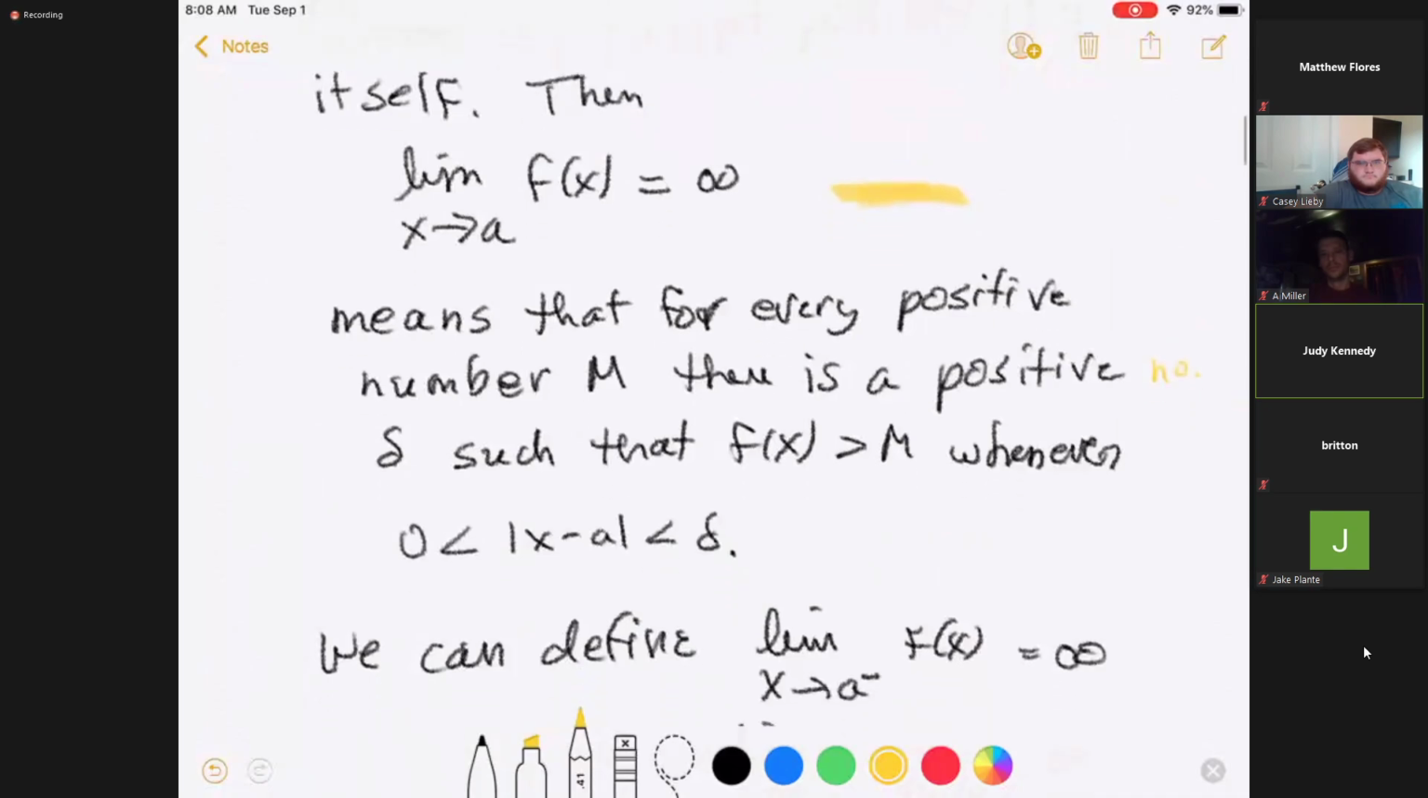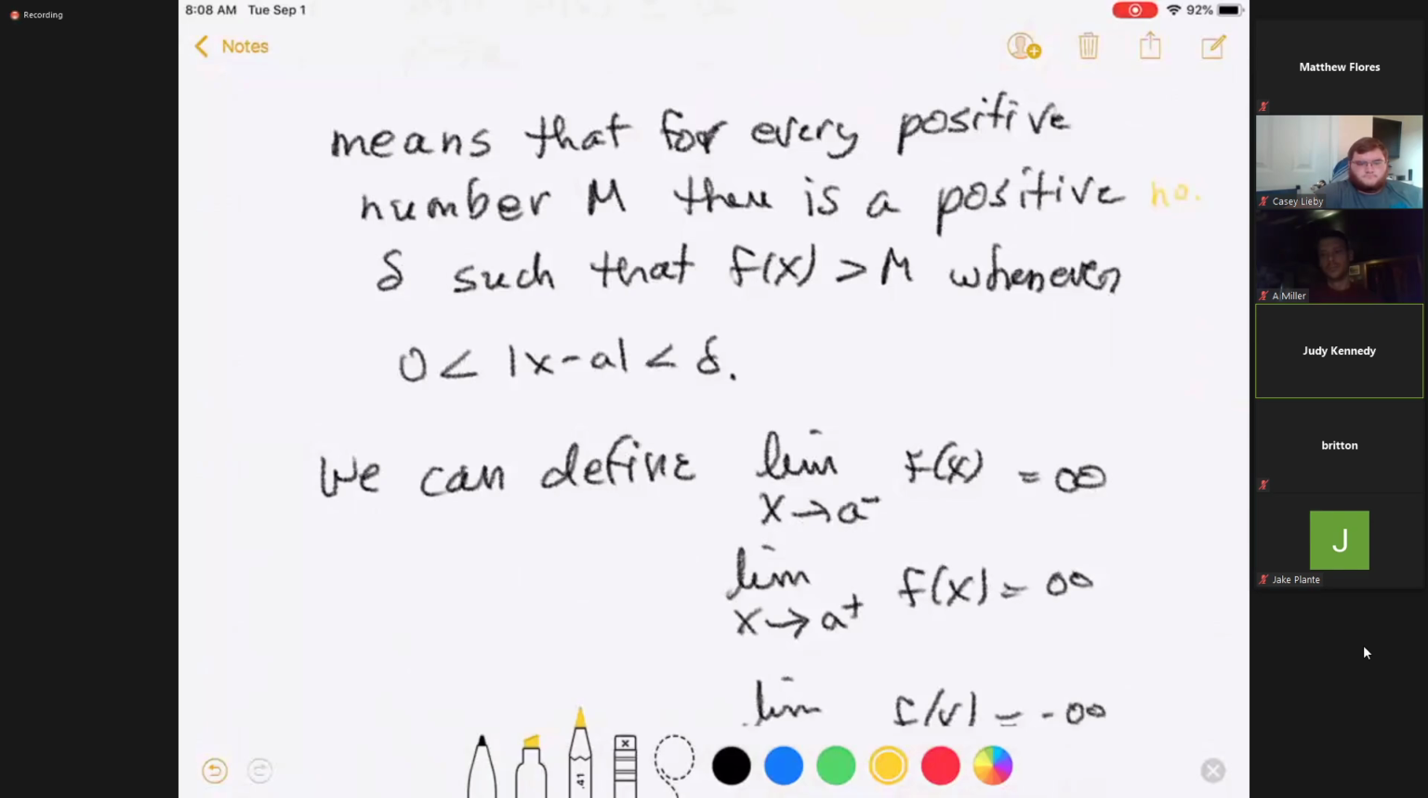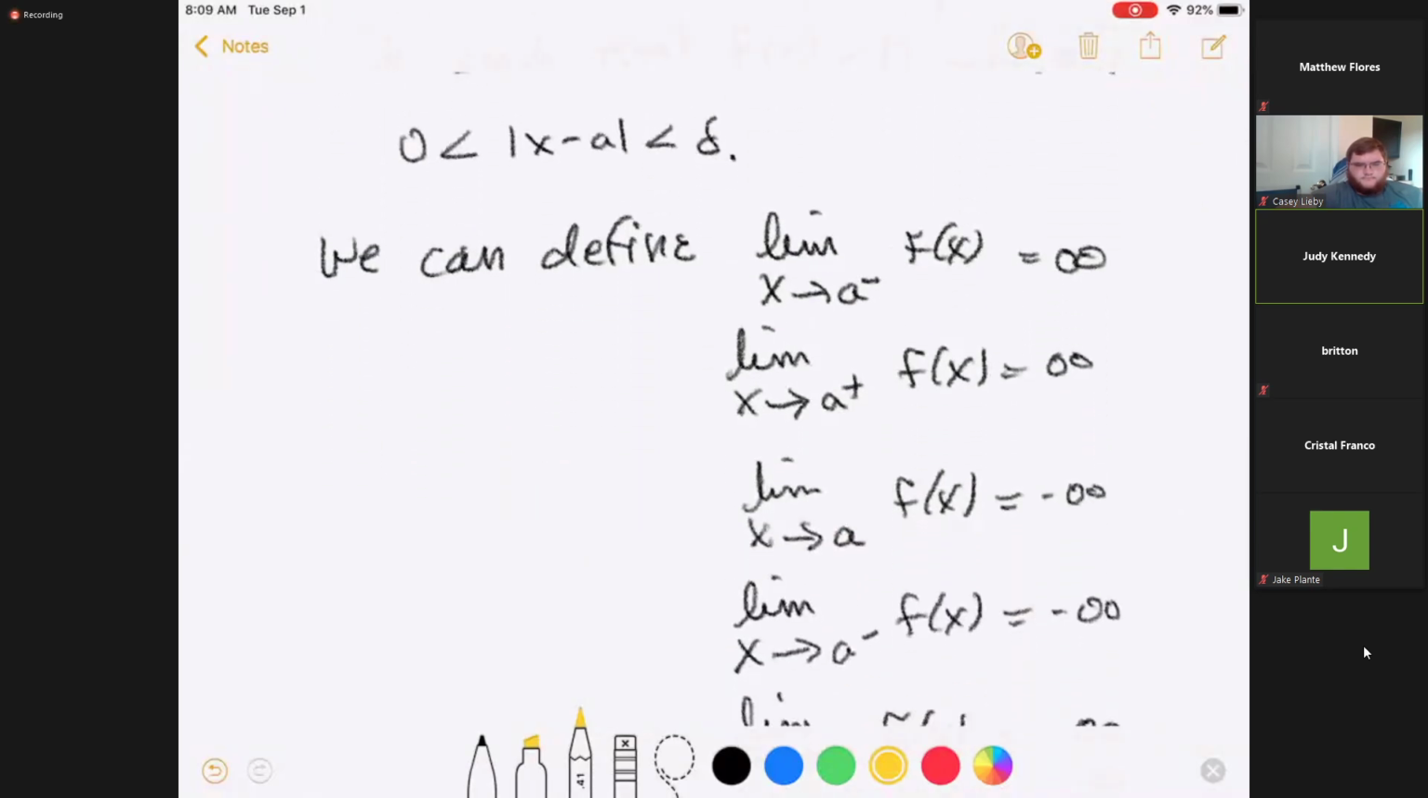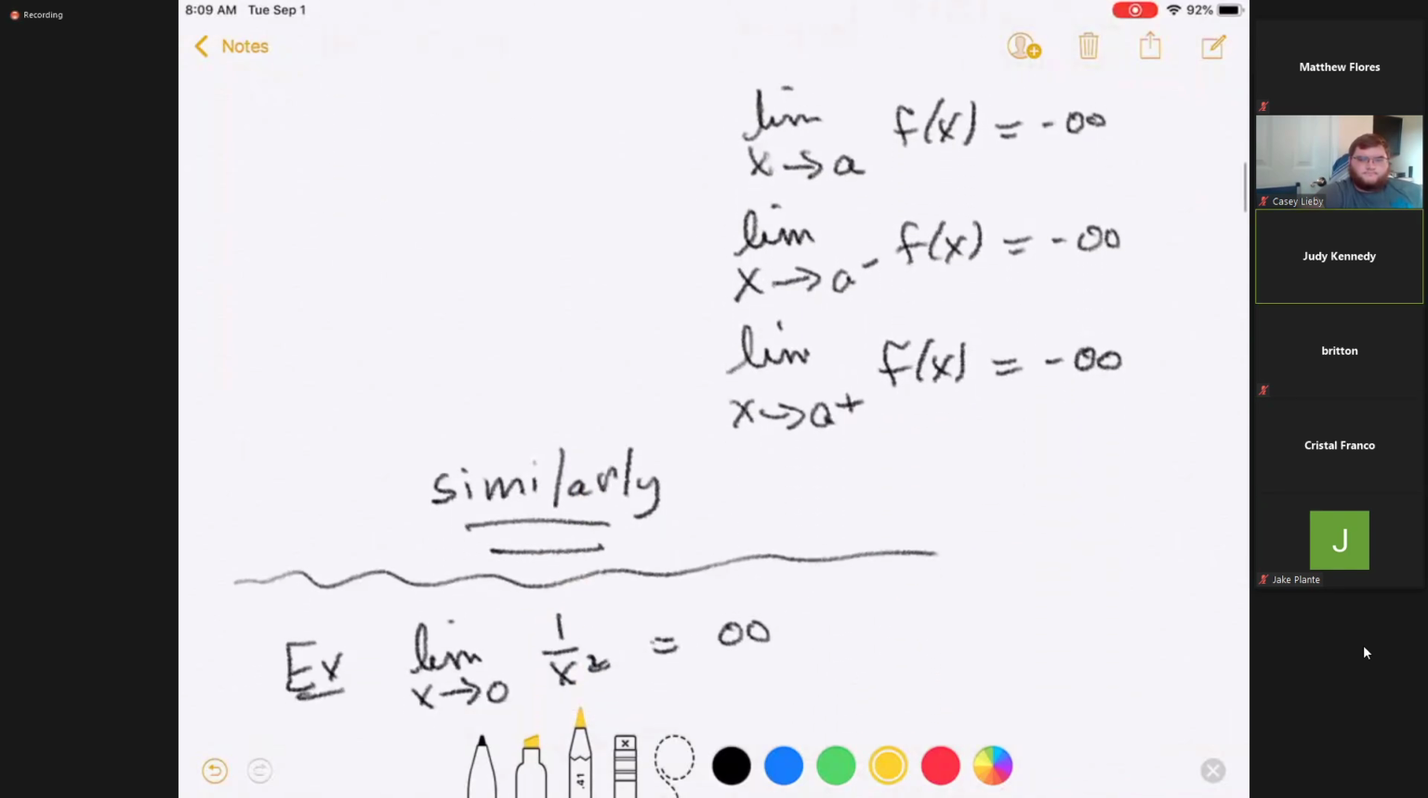Okay, and we can define the one-sided limits in the same way, only if x is approaching a from the left, you're only going to take x's that are less than a. If x is approaching a from the right, you're only going to take x's that are greater than a. You can also define the limit as x approaches a is minus infinity in a similar way, and also the one-sided limits.